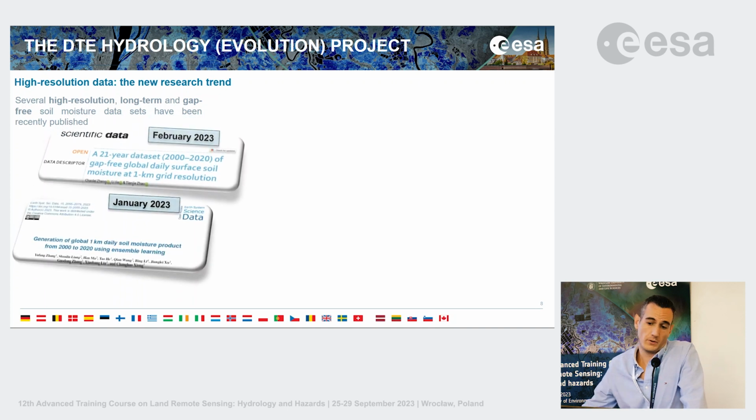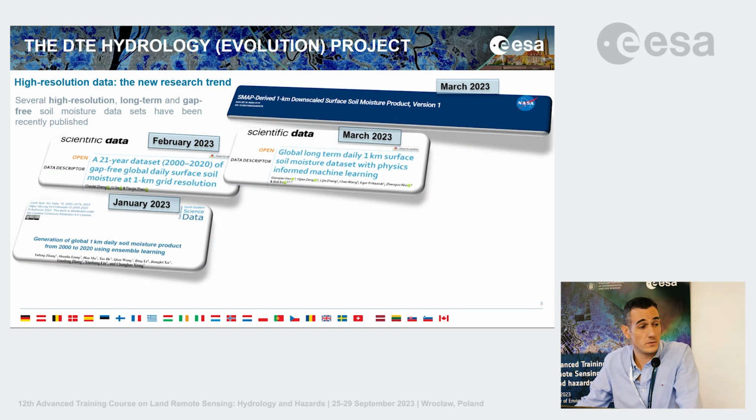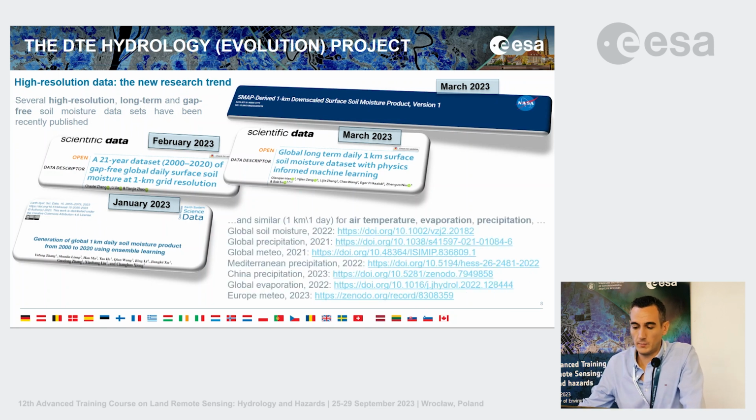High resolution, okay, again, is actually a new research trend. Just considering last year, if you read some literature, several high resolution, long-term and gap-free soil moisture datasets have been recently published. They are really a lot. The same applies for air temperature, evaporation, precipitation. So currently there are really a lot of high resolution datasets for hydrology.